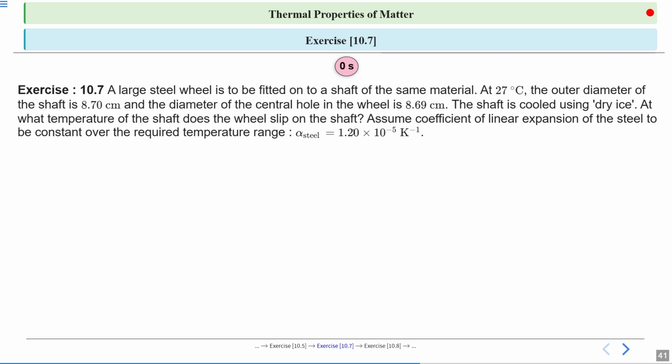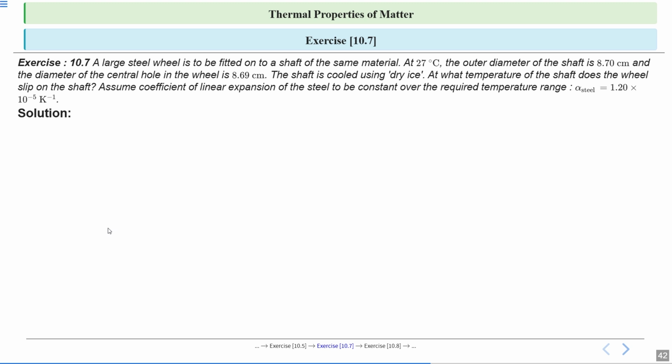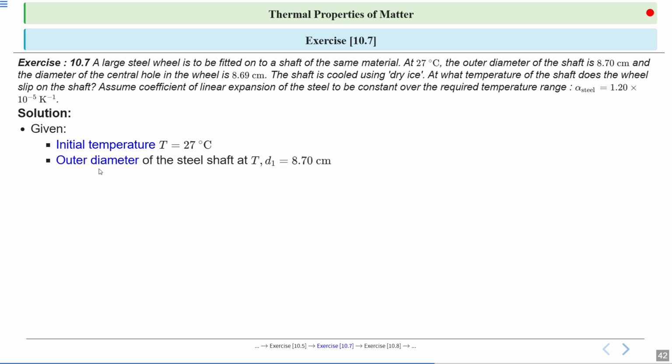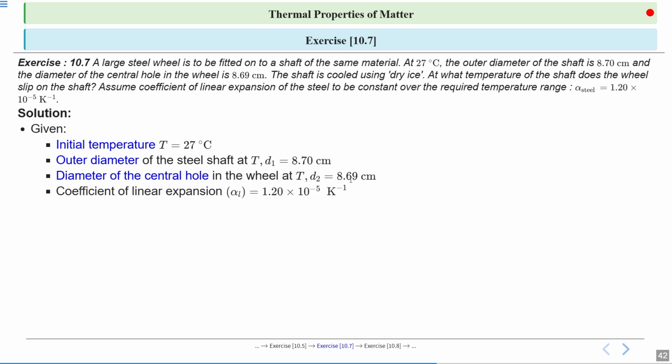Let's see the solution of this question. Given initial temperature T equal to 27 degrees Celsius, outer diameter of the steel shaft at T, D1 equal to 8.70 centimeter. Diameter of the central hole in the wheel at T, D2 equal to 8.69 centimeter. Coefficient of linear expansion alpha L equal to 1.20 into 10 raised to the power minus 5 per Kelvin.